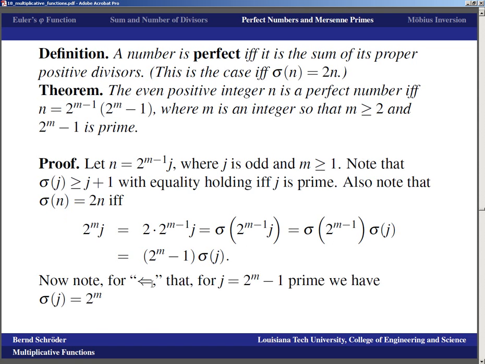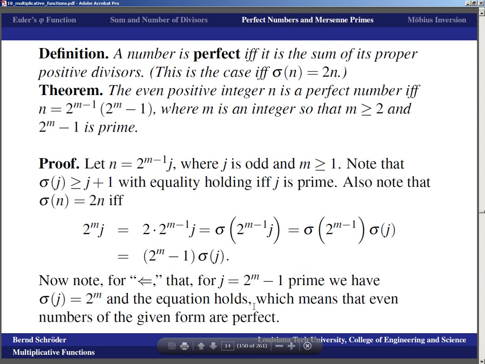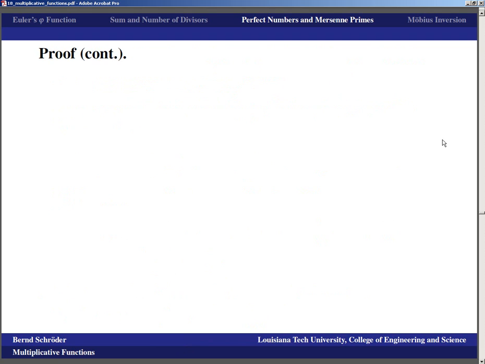And now for the direction right to left. So assuming that n is 2^(m-1) times j, with j being 2^m - 1, we go right to left, and so for j equals 2^m - 1 prime, we have that sigma of j is equal to 2^m, right? Because it's the number plus 1. And that means that the equation holds, because now we have that j is 2^m - 1 and sigma of j is 2^m, and that already means that even numbers of the given form really are perfect. Okay, now we have to prove the other direction, and for that we go to the next panel.